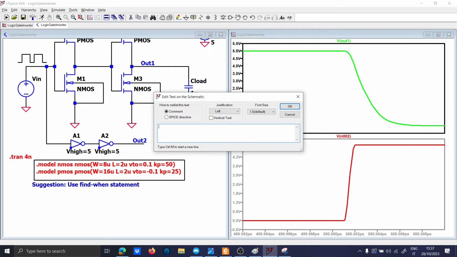You write like this: .meas t1, for instance, find time. So find what? Here you have to indicate the variable, and the variable is time. Find time when, now you have to indicate a voltage, so V of in. I didn't put the label in, but I will put it now. It is equal to 2.5. This is the time when we are at half of the input voltage. And rise equal to 1.